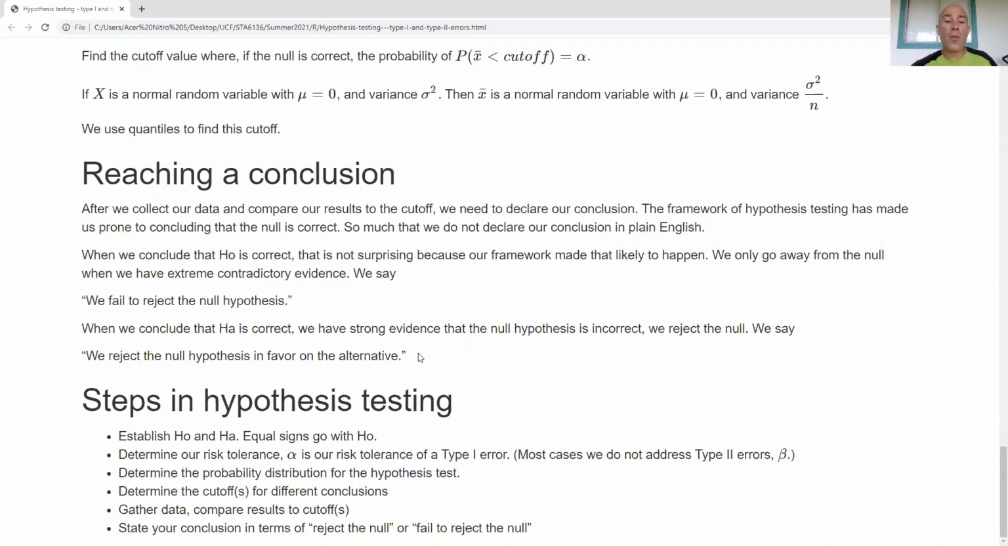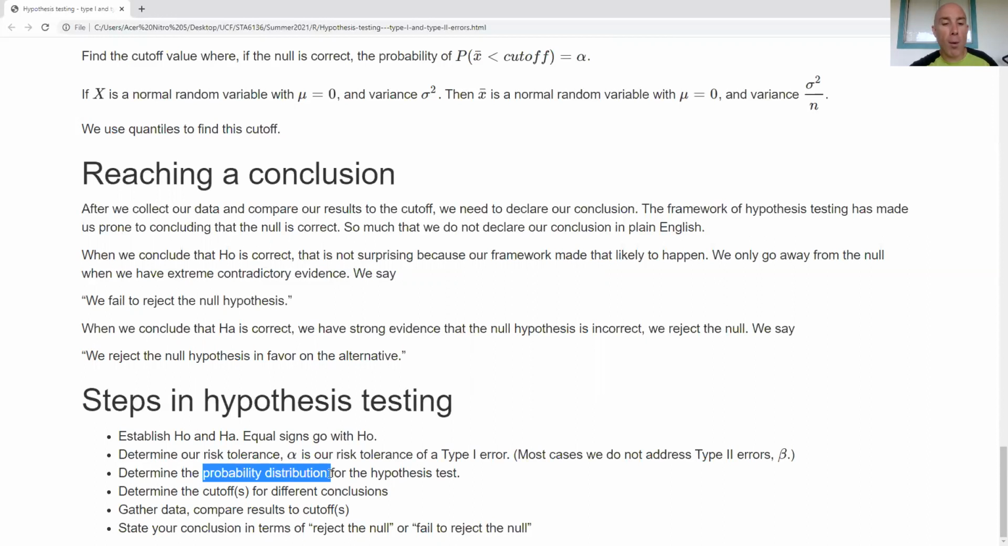All right, so now what are the steps in hypothesis testing? First and foremost, I establish my hypotheses, my null hypothesis and my alternative hypothesis. Remember, the equal sign goes with the null. Next, I determine my risk tolerance. In the vast majority of cases, I address the risk tolerance of a type 1 error, the risk of the more severe mistake, and I don't address the type 2 error. I don't worry about beta.